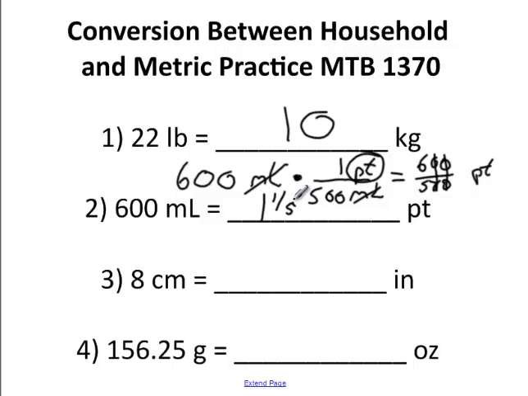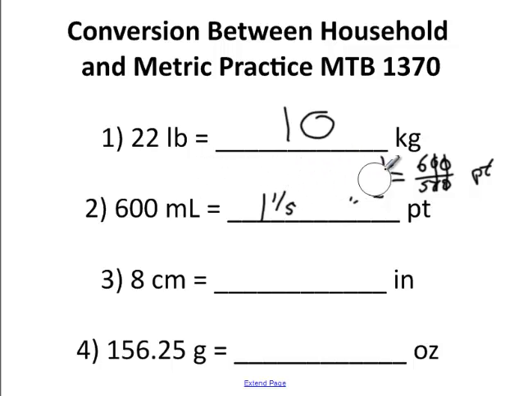Since that is the household system, we would prefer a fraction over a decimal unless it was a really nasty fraction. But 1 1/5 is a pretty simple mixed fraction. So our answer is 1 1/5 pints.